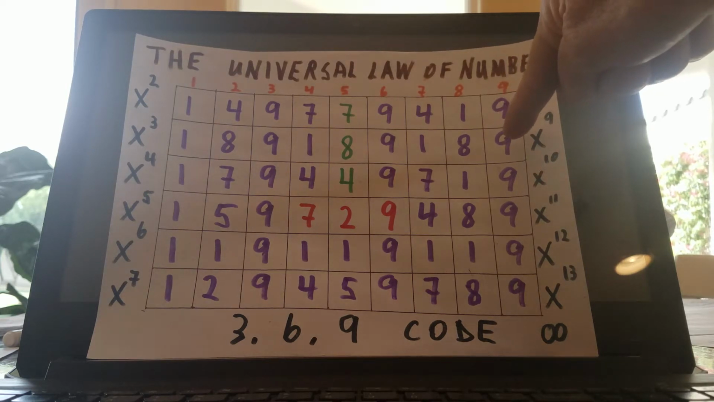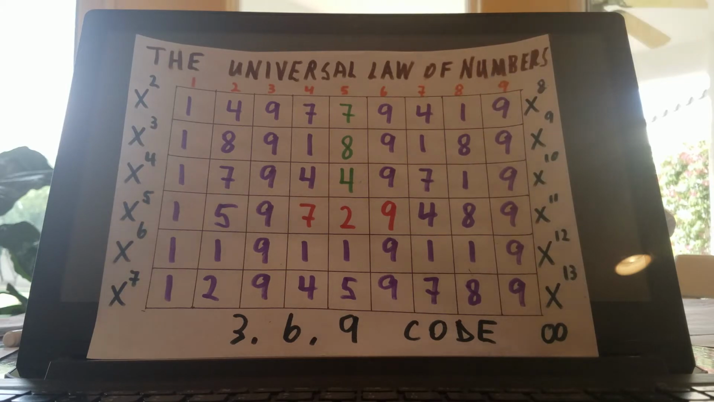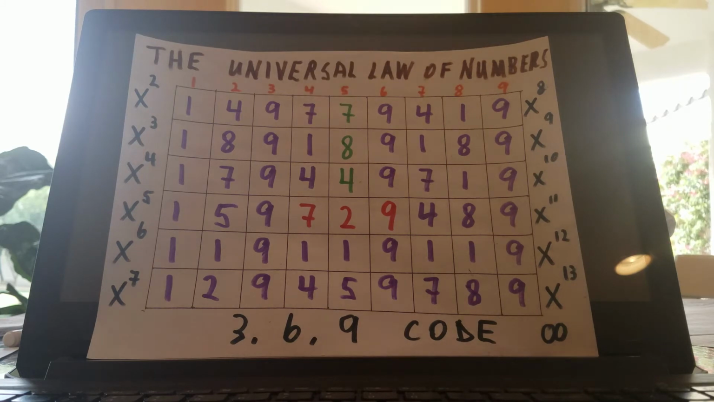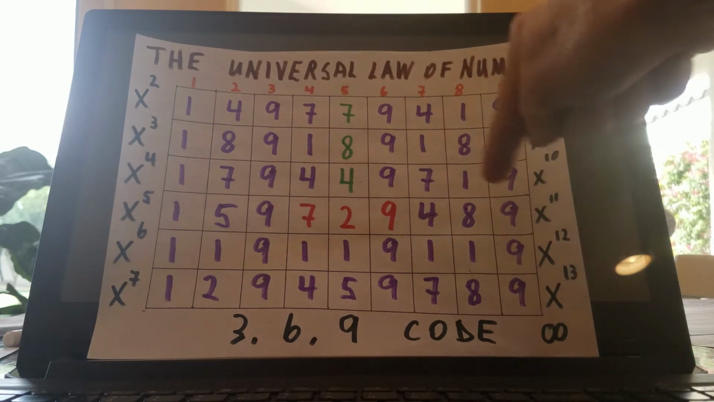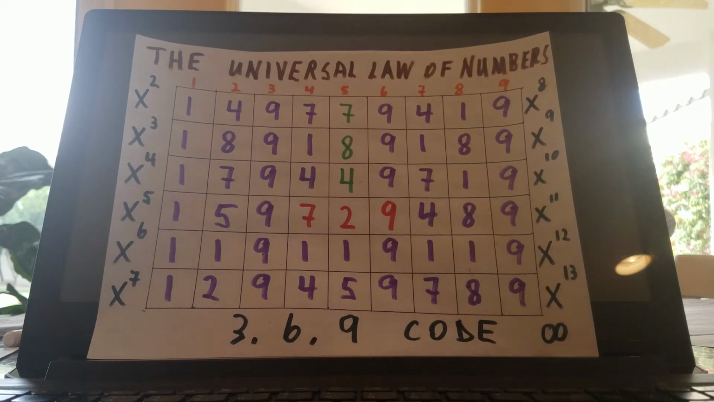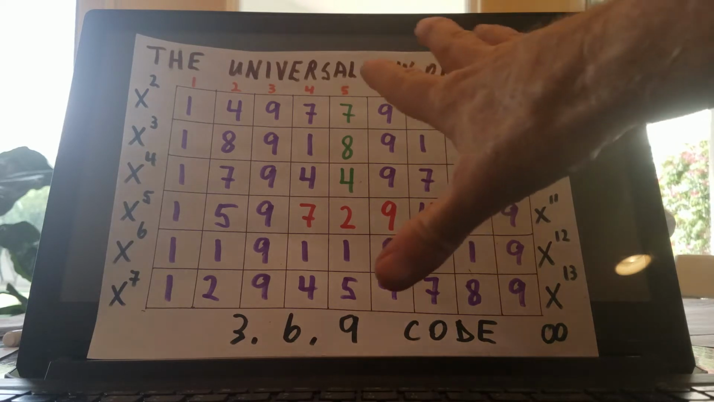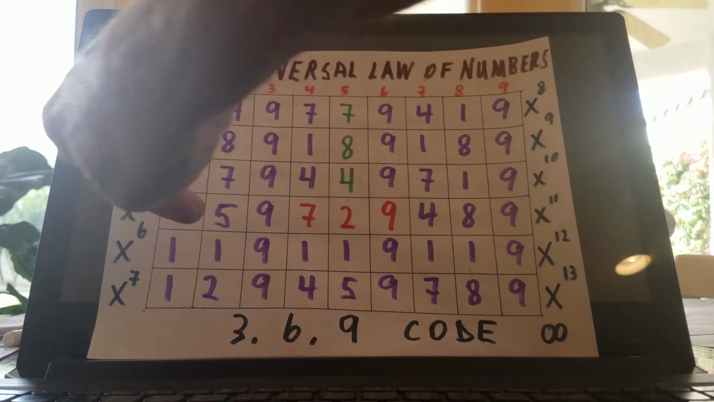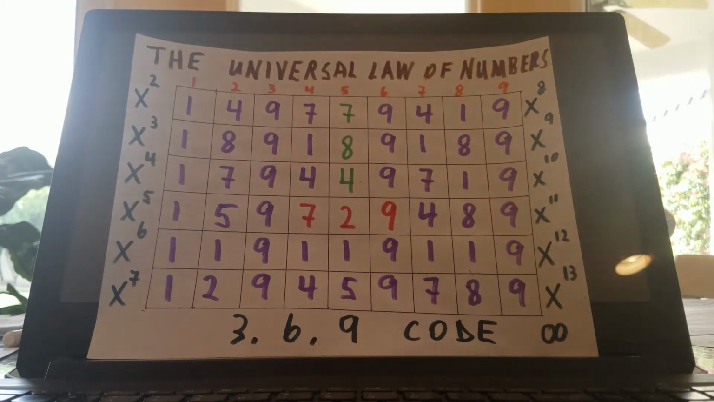9 plus 9 is 18. 9 times 9 is 81. 9 times 9 times 9 is 729. 9 plus 9 plus 9 is 27. And when I do that, I'm already doing something that people are not familiar with, because what I'm showing you here is that these numbers go in this direction, but they go in this direction as well.